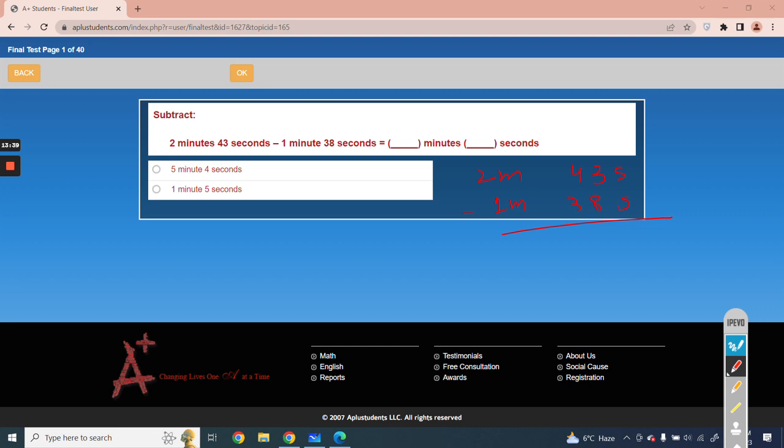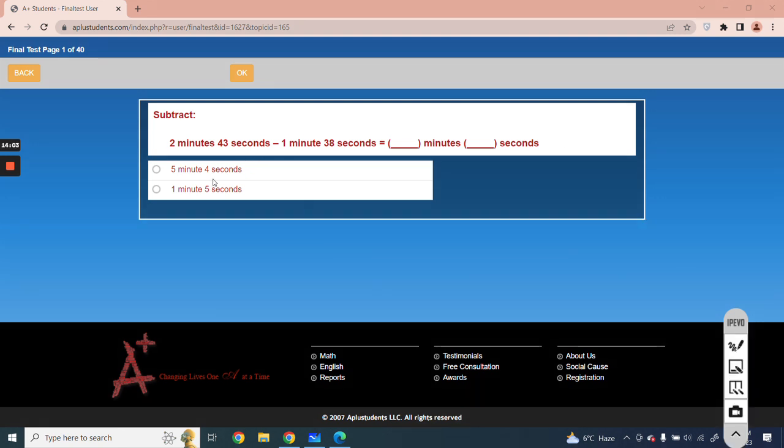We cannot subtract 8 from 3, so we have to borrow 1. It would be 13 subtract 8. Got it? 13 subtract 8 is 5. Then you have to do 3 subtract 3, that would be 0. So 2 subtract 1 is 1. So we're left with 1 minute and 5 seconds. Got it? Option number 2 is the correct option. Just select the correct option, then click on the OK button.